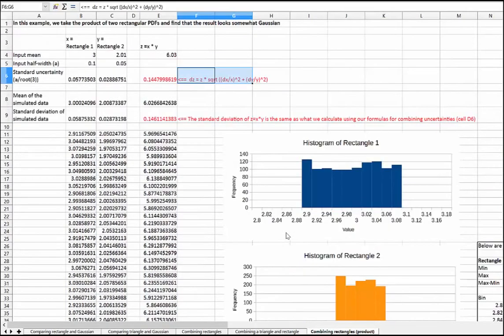So hopefully that makes some sense and gives you a sense of what happens when you start manipulating square PDFs and triangular PDFs, and you start mashing them together, multiplying them, adding them, or even combining them with Gaussians, and how they compare to Gaussians having the same standard deviation.